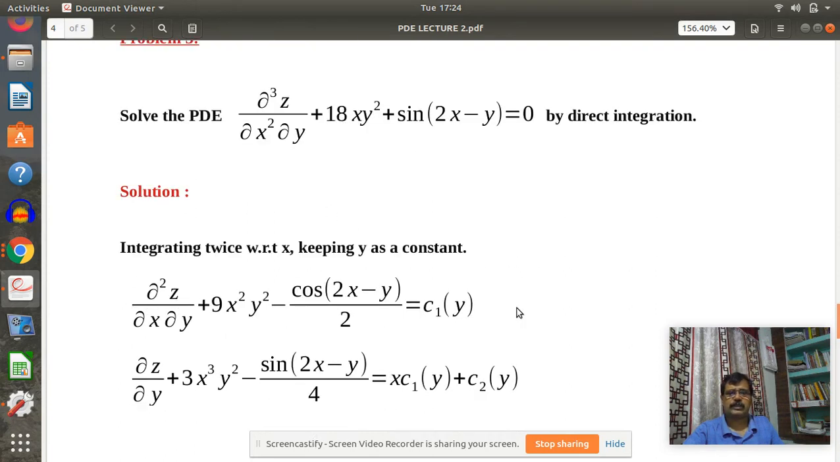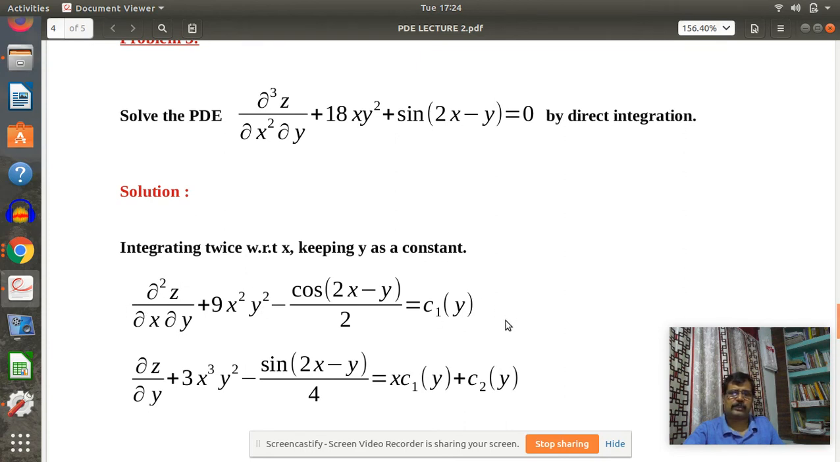So this is a step. Dou cube z by dou x square dou y. While we are integrating with respect to x, when x is cancelled, we get dou square z by dou x dou y. Then 18 x y square. Integrating with respect to x, what do you get? 18 into x square by 2, that is 9 x square y square. Plus sine of (2x minus y), that is minus cos of (2x minus y) divided by 2. Equal to 0. On integration, we get c1 of y. So that's the first step of integration.